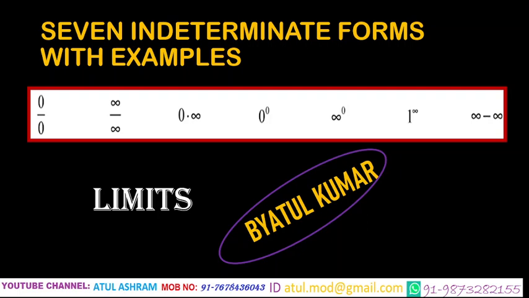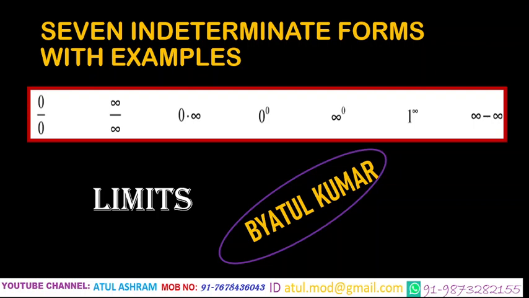Today we will talk about 7 indeterminate forms in limits. What are the 7 indeterminate forms? The first one is 0 upon 0. The second, infinity upon infinity. The third, 0 into infinity. The fourth, 0 raised to the power 0. Fifth, infinity raised to the power 0. Sixth, 1 raised to the power infinity. Seventh, infinity minus infinity. The order can be changed, but there are 7 indeterminate forms.